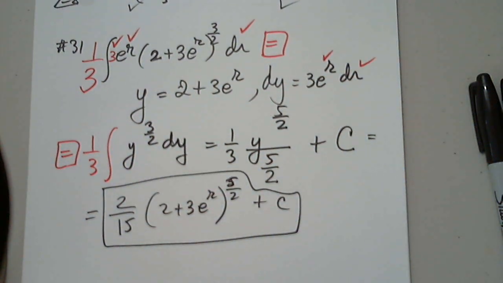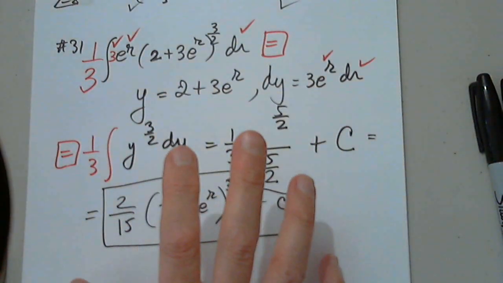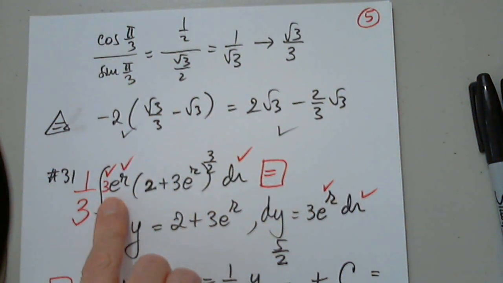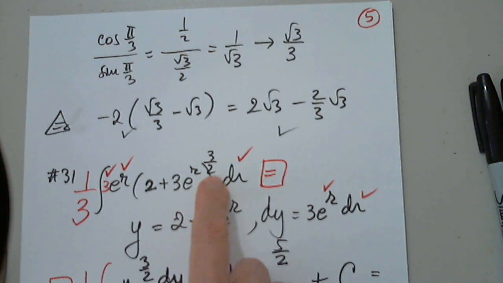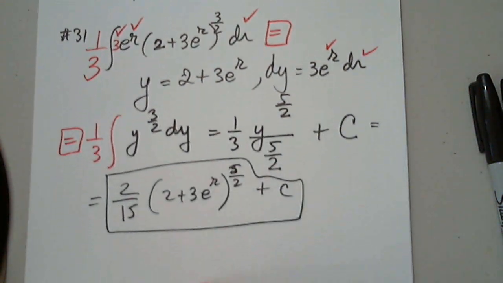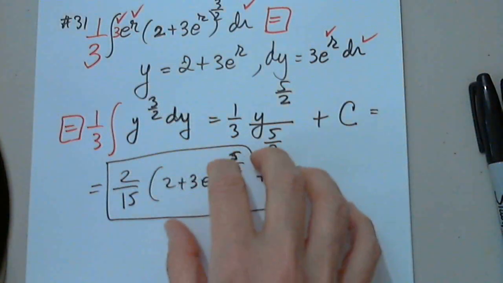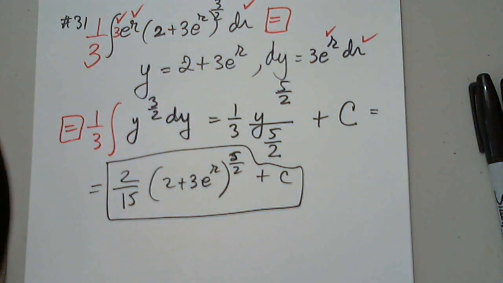If you have any doubts, no problem. We'll differentiate this, and you will see we will get the answer e to the r times 2 plus 3 e to the r to 3/2, guaranteed. When we differentiate this, we will have to get e to the r times (2 plus 3 e to the r) to 3/2. We don't need anyone to tell us whether this is correct or not.